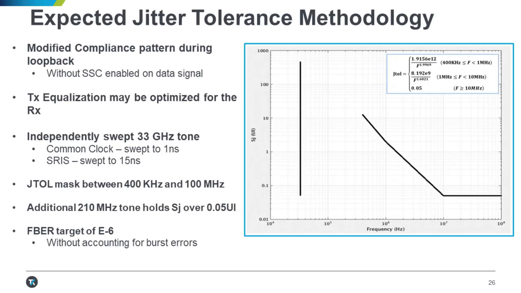The JTOL mask extends between 400 kilohertz and 100 megahertz, which is the range that's usually explored. An additional tone of 210 megahertz will be used if SJ is over 0.5 UI.